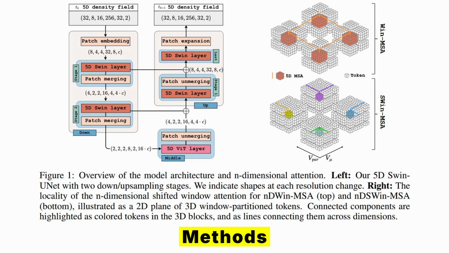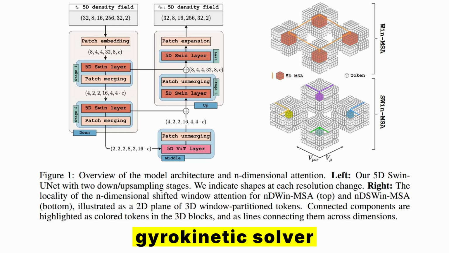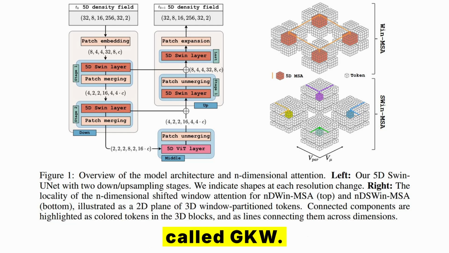Methods. Data generation. The authors generate data using a state-of-the-art nonlinear gyrokinetic solver called GKW. They run GKW with adiabatic electrons for different values of ion temperature gradient, ITG, which is a key parameter that drives plasma turbulence. The simulations are initialized from noise and evolve through a linear phase and a saturated phase.